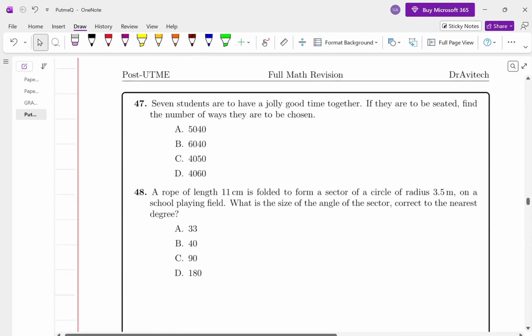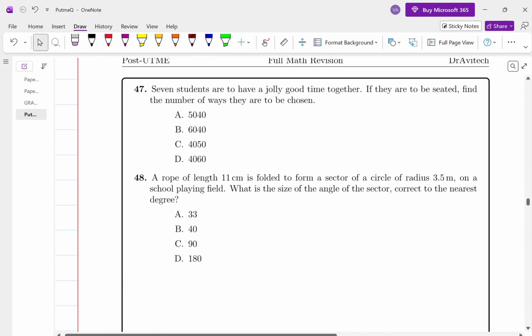Let's move on. Question 47. 7 students are to have a jolly good time together.